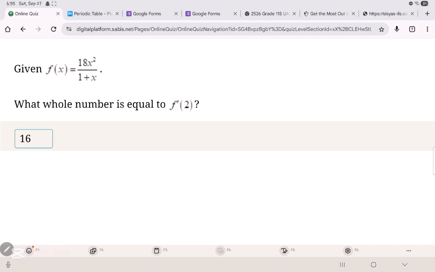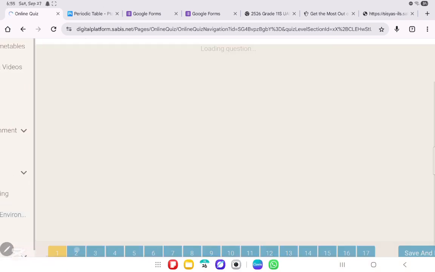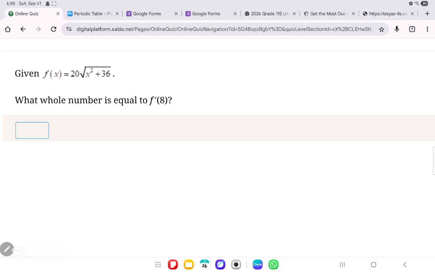It does not take a lot of time, but you guys need to know how to stop and when to stop depending on what they ask you in the question. So now we'll move on to the second question. What does the second question say? It says, given f(x) is 20 radical x squared plus 36, what whole number is equal to f prime of 8? So we need to find the derivative, and we'll need to substitute 8 instead of x in the derivative.